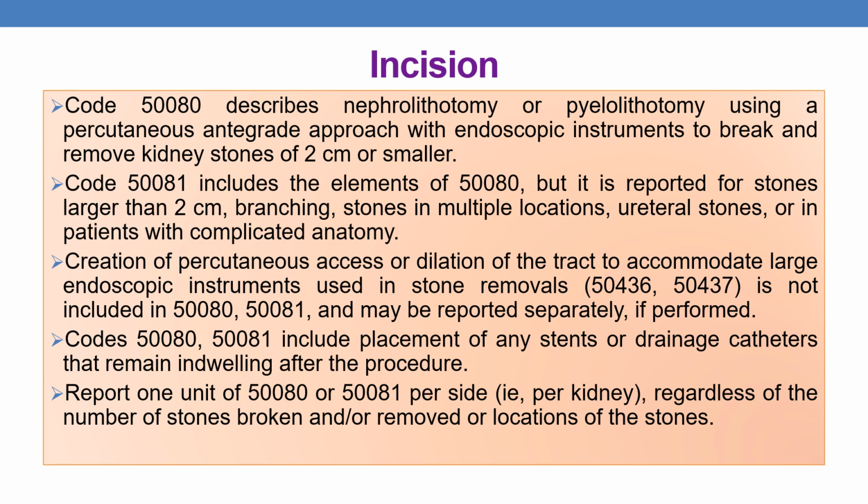And creation of percutaneous access or dilation of the tract to accommodate large endoscopic instruments used in the stone removal, which are given by the CPTs 50436 and 50437, is not included. The dilation of the tract is not included in 50080 and 50081 and may be reported separately if performed. And the codes 50080 and 50081 include placement of any stents or drainage catheters that remain indwelling after the procedure. And report 1 unit of either 50080 or 50081 per side, that is per kidney, regardless of the number of stones broken and or removed or location of the stones. This is important. Report 1 unit of 50080 or 50081 per kidney or per side, regardless of the number of stones broken or removed or location of the stones.